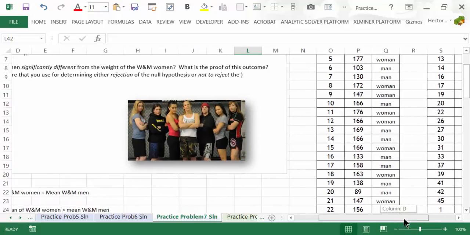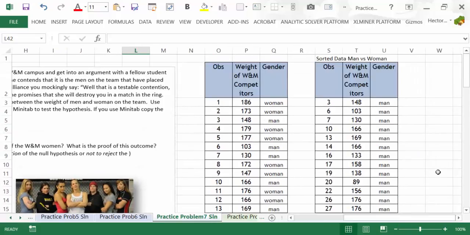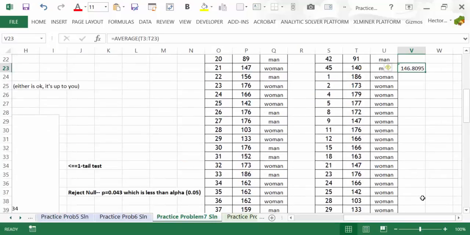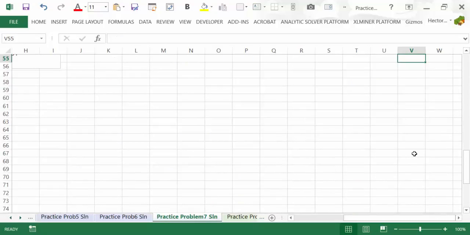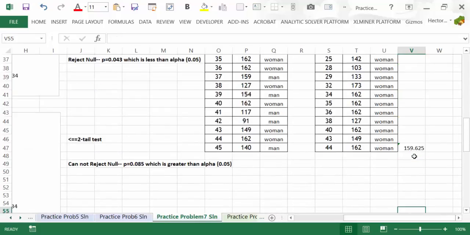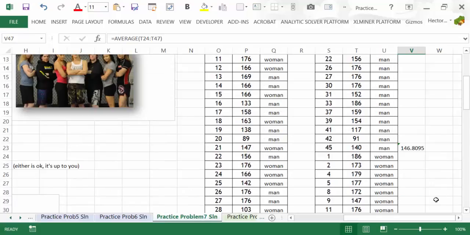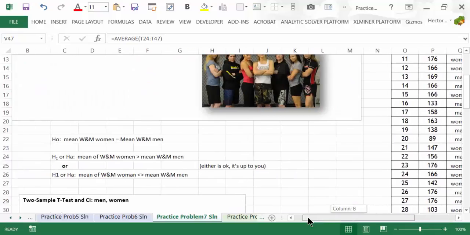We have to reorganize that data in a way to allow us to do the calculations. We sort according to gender, male. We get 146 for the males, and we get 159 for the women. And it appears there's a good size difference. We don't know if the difference is significant. It's 159 versus 146, that's 13 pounds. So it could be significant.